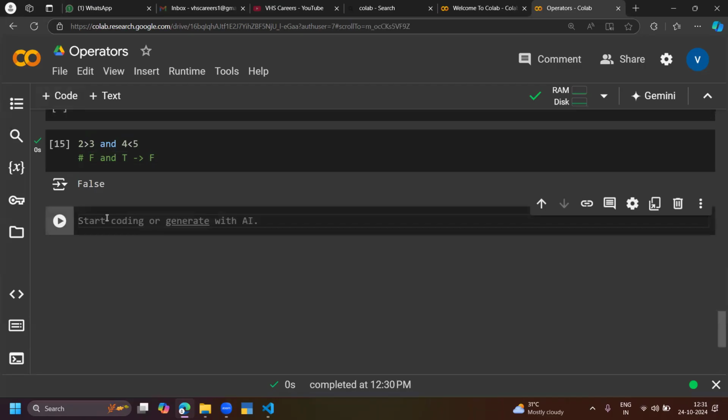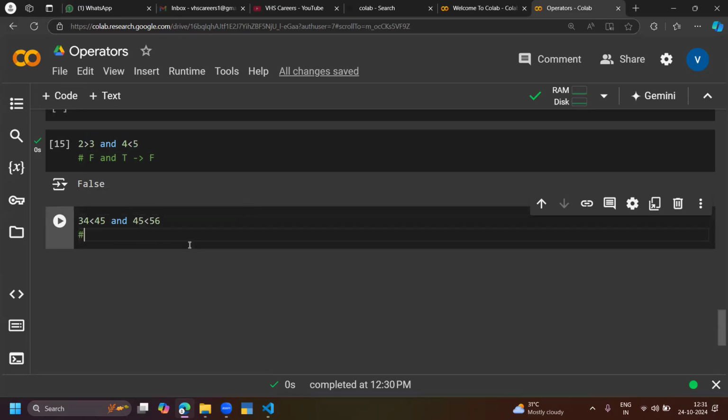Right. So I'm going with one more thing: 34 less than 45 and 45 less than 56. Now tell me. The first is true and the second is true. If both statements are true, the final output will be true. Why? Because true and true is true only. Am I right?